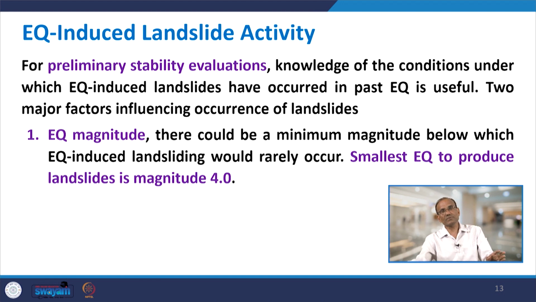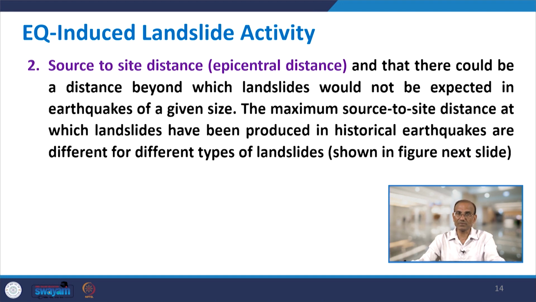The first factor is earthquake magnitude, and there could be a minimum magnitude below which earthquake induced landslides would rarely occur. If we go below that magnitude, the chances that a landslide will occur are very small. The smallest earthquake to produce a landslide is considered to be magnitude 4, which will create some landslides very near to the epicenter. So earthquake magnitude is one of the important factors. If the magnitude is higher, naturally the chances of landslide are more. So there is a threshold value below which you may not expect a landslide.